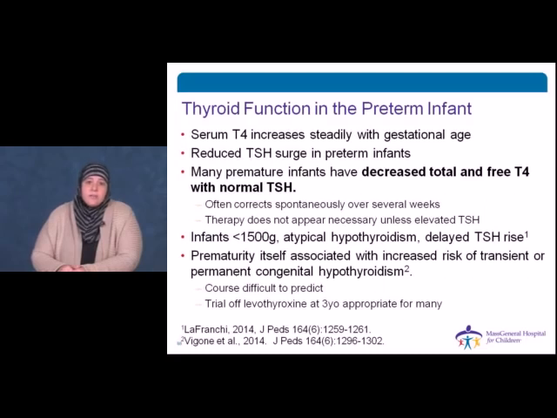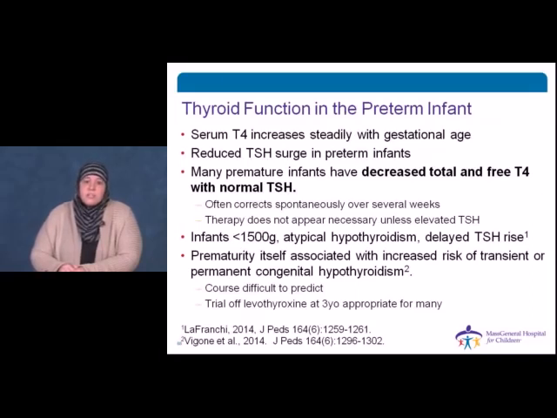And it's very common to see a TSH rise at the second newborn screen, which you didn't see at the first newborn screen. And this may represent a real hypothyroidism that you need to treat. And finally, prematurity itself is associated with an increased risk of both transient and permanent congenital hypothyroidism. The course is pretty difficult to predict, so these children should be treated and followed.